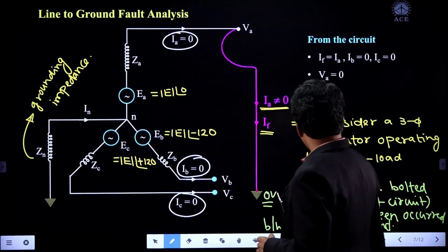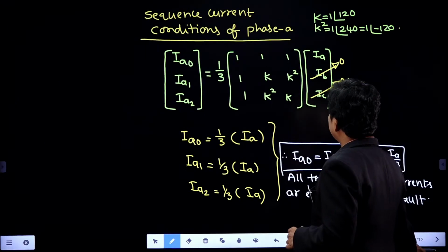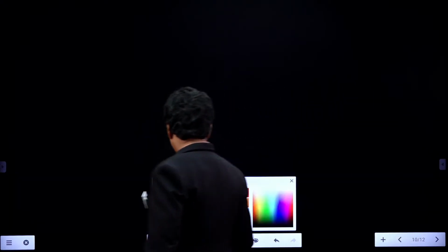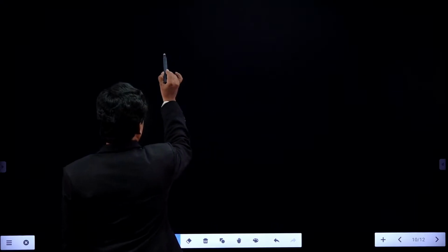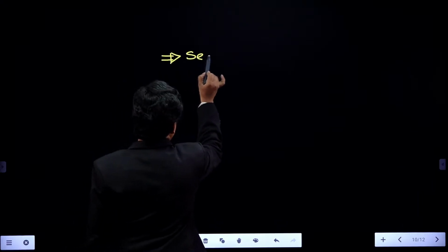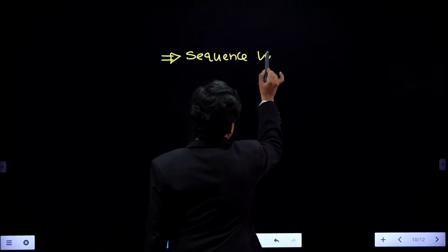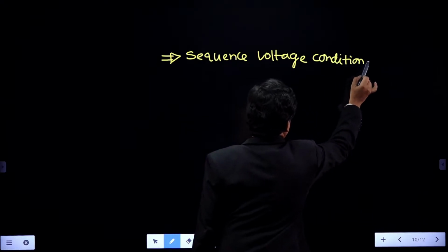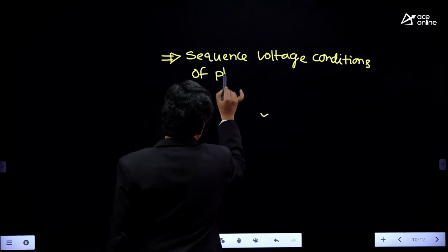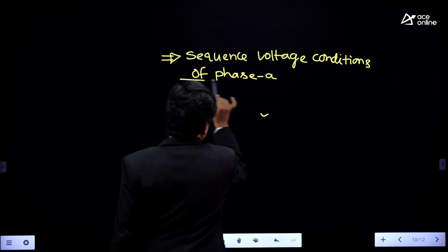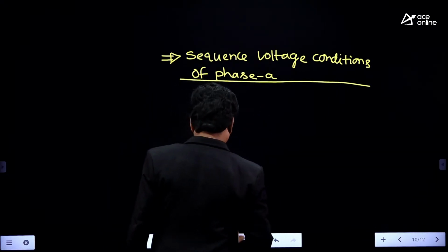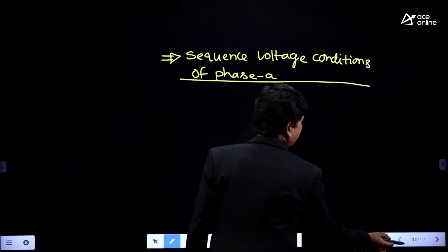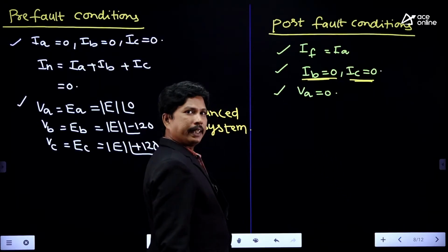Clear? Now coming to this class, students, we will see the sequence voltage conditions of phase A. To see the sequence voltage conditions, it is a simple thing: the A phase voltage has been grounded, right? The phase A voltage has been grounded.